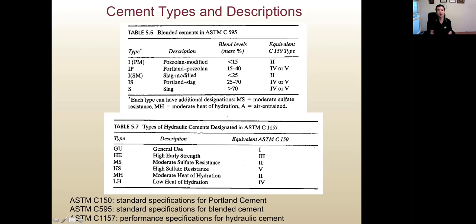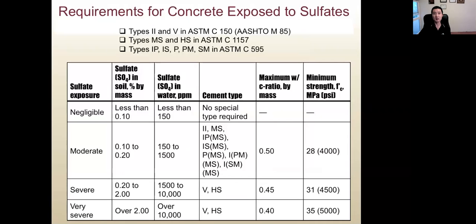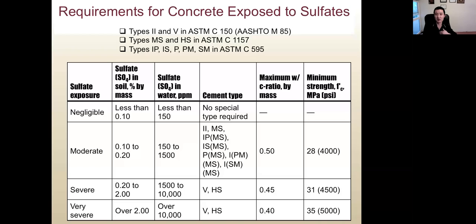The third standard is C1157. This is the performance specification for hydraulic cement. You can see from this table, general use is similar to type 1 cement, and high early strength or HE is similar to type 3 cement. This standard is performance based. So based on this table, we can select the type of cement based on the exposure condition, the amount of sulfate in the system.